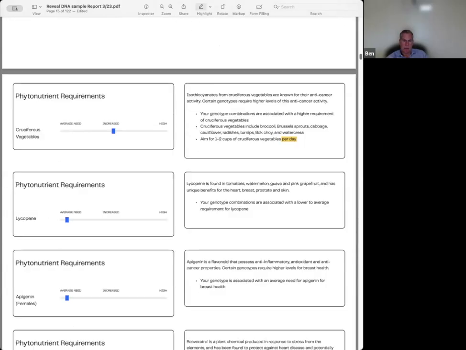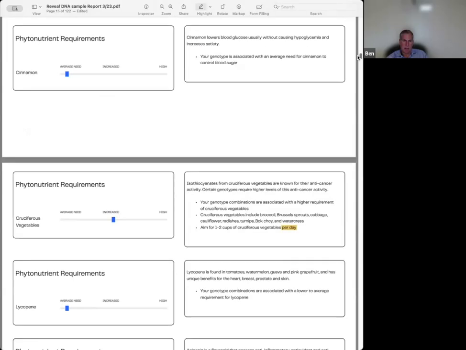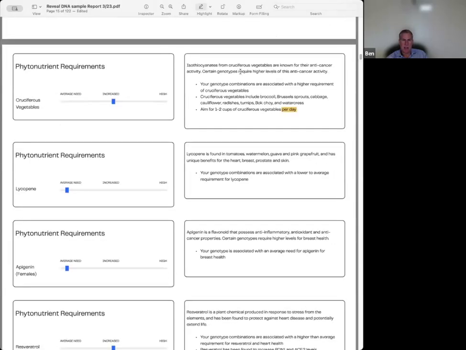Next is cruciferous vegetables. This very often comes up increased or high, known for their anti-cancer activity. Certain genotypes require higher levels of this anti-cancer activity. And certainly you see, again, good foods. And look at this, 1 to 2 cups of cruciferous vegetables per day. So this is not, I had broccoli Monday and Brussels sprouts on Friday. This is eating cruciferous vegetables daily. It's not easy to do.